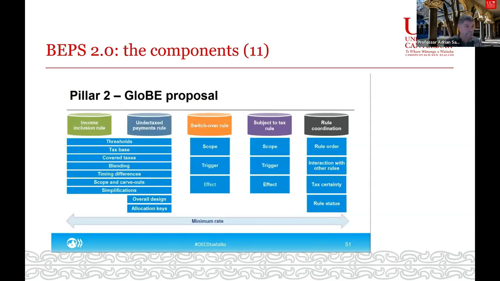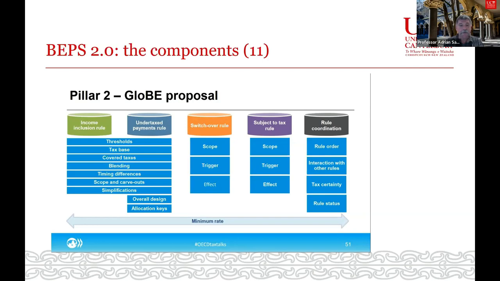Okay, if we look at Pillar 2, which is highlighted by the Globe proposal, again, you can see that there is quite a number of things that have been worked on. So there's the income inclusion rule and undertax payment rule that we talked about. There's quite a few components there: the thresholds, the tax base, the covered taxes, blending together, how to deal with timing differences, scope and carve out, but also simplification, design and allocation. Then there's a switch over rule between the different components of Pillar 2, how the subject to tax rule works and how all of these rules coordinate, what order they work in, etc. Again, just looking at this at the high level, the complexity is significant.